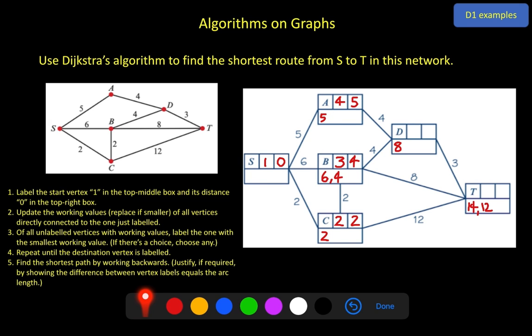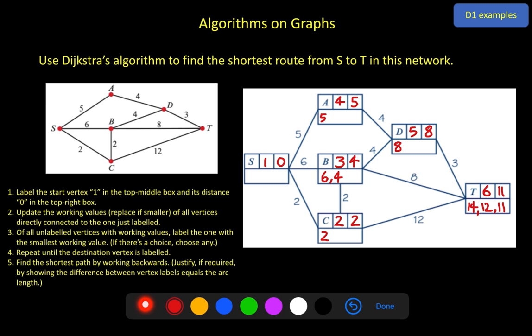Now I choose the smallest unlabeled one, and that is D, 8 versus 12. So D is the next one to receive its label, and the minimum distance to get to D is 8. Now from D, the only one to update is here. 8 plus 3 is 11, so I do have a smaller working value to get to T. Now T is the only one left unlabeled, so I put a 6 in here. This is the sixth and final one to get its label, and its label is 11.